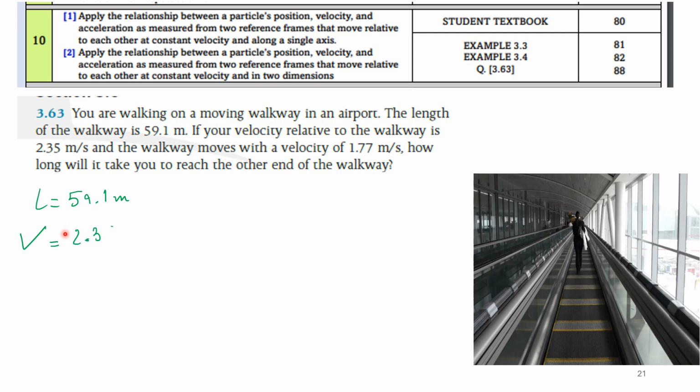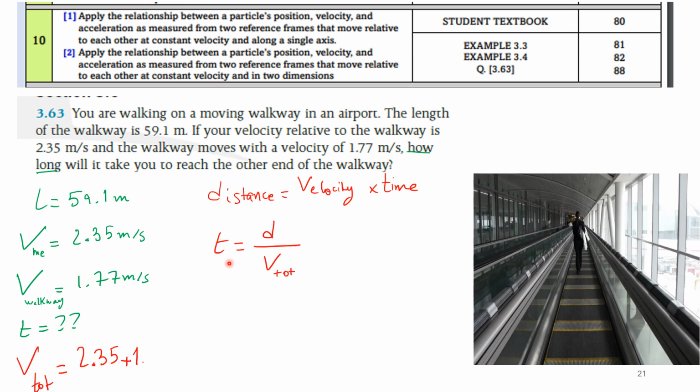First of all, we write the given. We have the length, 59.1, initial velocity, final velocity, and the time. In this case, distance equals velocity multiplied by time. So time is of course distance over the velocity. Distance is given, but what is the velocity? Is it 2.35? Is it 1.77? Or is it both of them? It's the total velocity. So time in this case is the distance over the total velocity, which is 14.3 seconds to cover this whole distance.